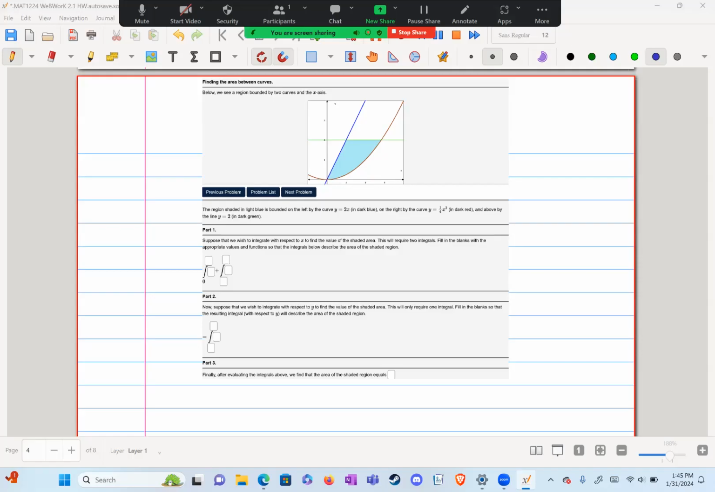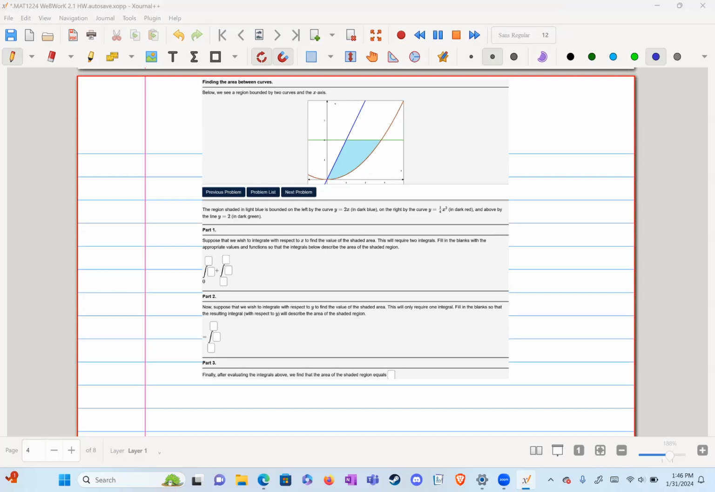All right, this is question 4 of 2.1. Similar to the previous question, we're going to be finding the area with respect to x and with respect to y, then choose which one we see easier. We're given some information. We have dark blue curve 2x, dark red curve 1/4 x squared, and dark green y equals 2. All right, so first we want to integrate with respect to x.